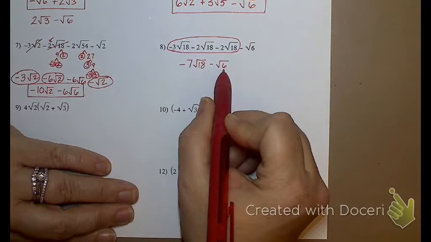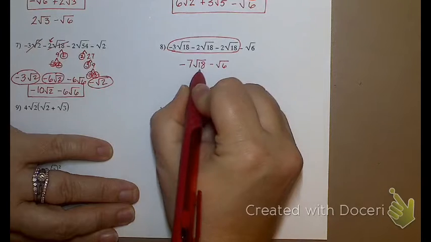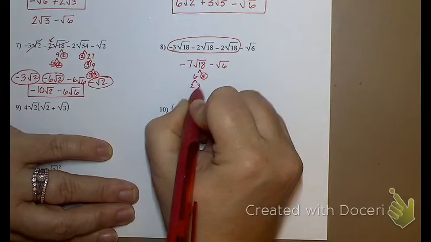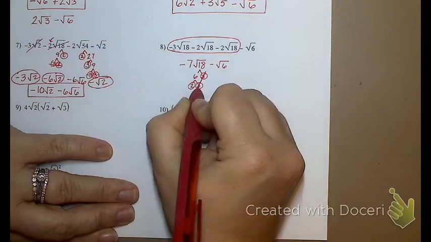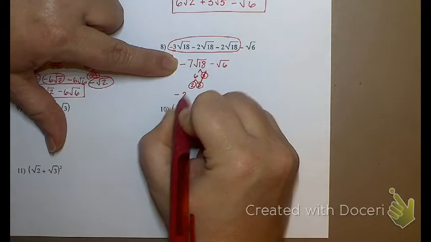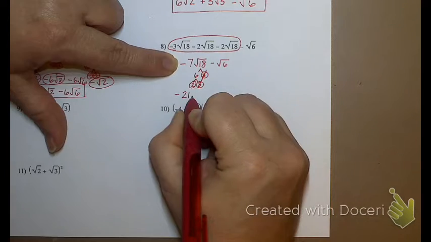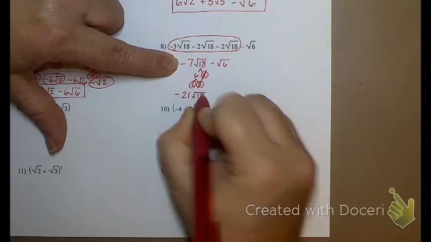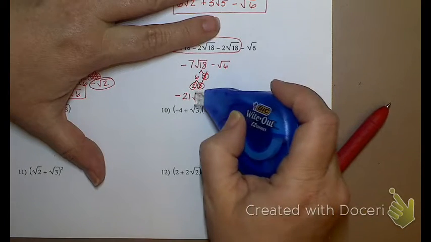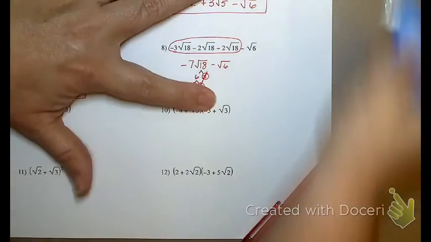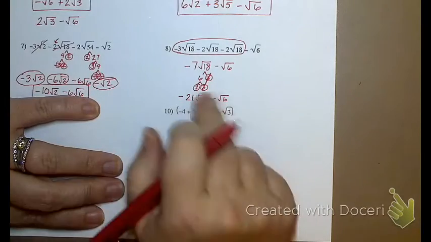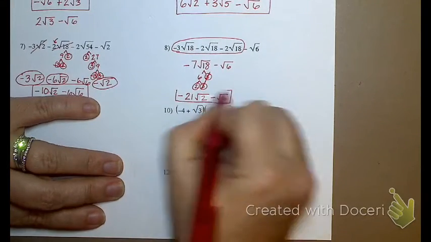Can I draw a tree for 6? I can, but are there any pairs? No, nothing's going to come out. 18 would be 6 and 3. 6 would be 2 and 3. So I can take out a 3, which means this term becomes what? Negative 21, because the 3 I have to multiply by the 7. So negative 21 radical, not radical 18. Come on, Franklin. Negative 3 radical what? 2 minus radical 6. Now, there's no like terms to combine, so that's my answer.